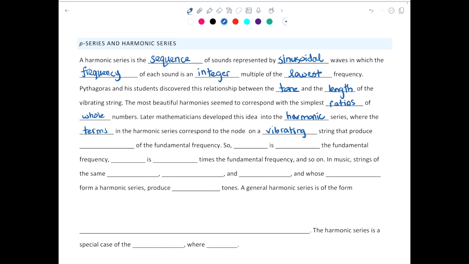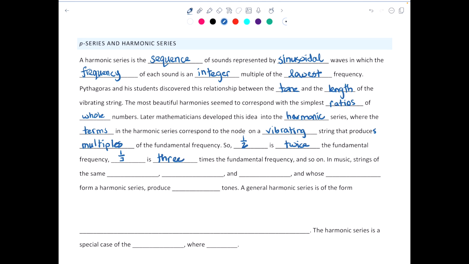That produces multiples of the fundamental frequency. So 1 to 2 is twice the fundamental frequency. 1 to 3 is 3 times, or thrice, the fundamental frequency, and so on.